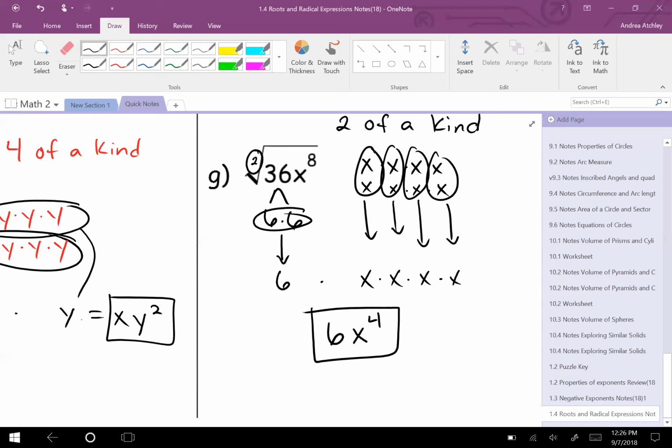Okay, homework. Homework is your 1.4 homework in your packet, due on Tuesday. It's page 3 and 4 in your packet. It's front and back. Front and back.